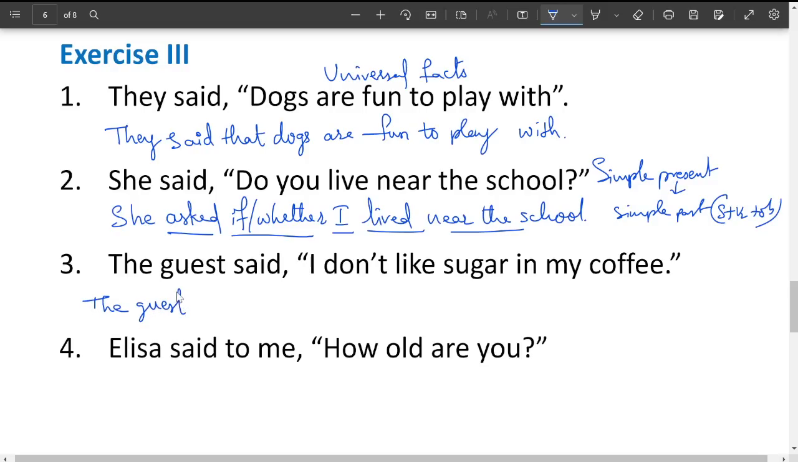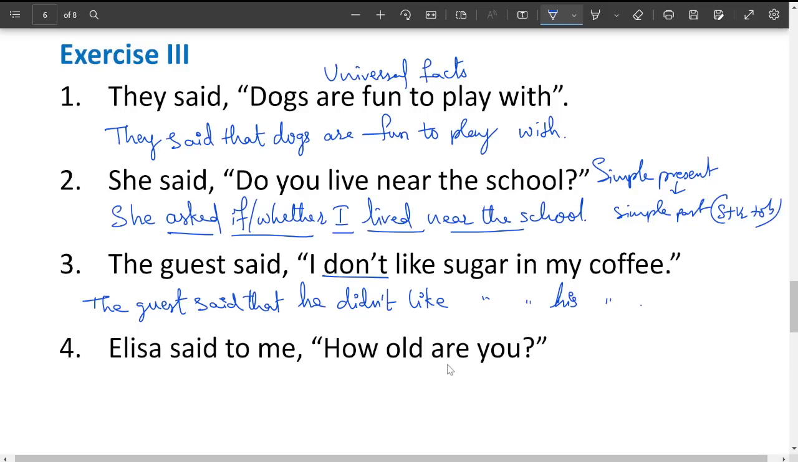The guest said changes to the guest said that; he or she, both can be used. Let us say he. Don't, simple present, changes to simple past, that means he did not. After that, you have to use like, and sugar in my changes to his coffee. The rest of the sentence is as it is. The guest said, I don't like sugar in my coffee, changes to the guest said that he did not like sugar in his coffee.